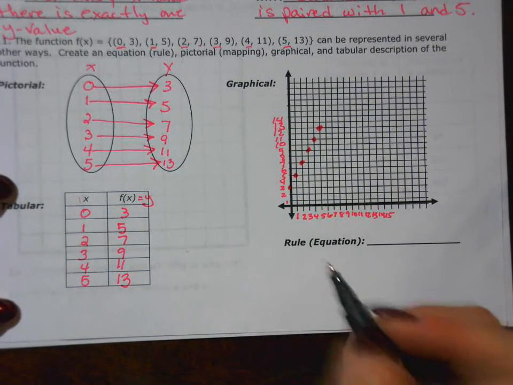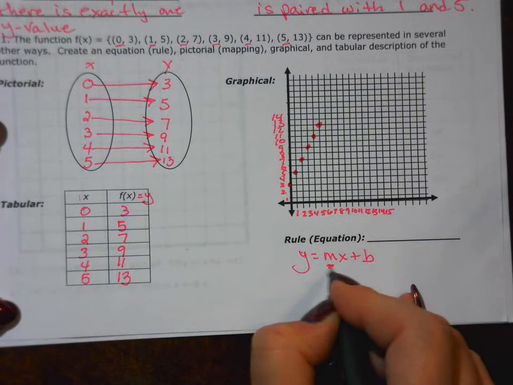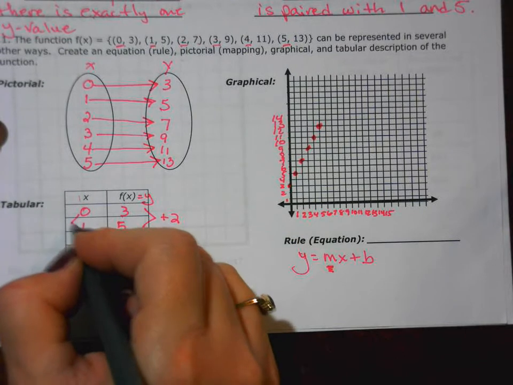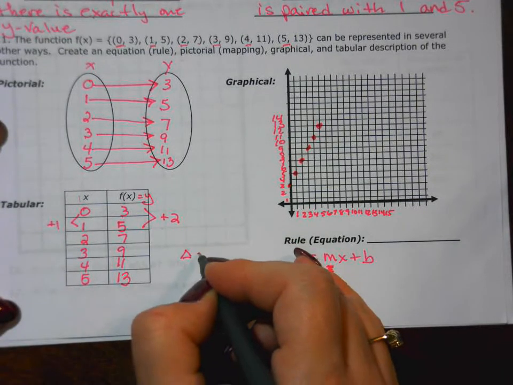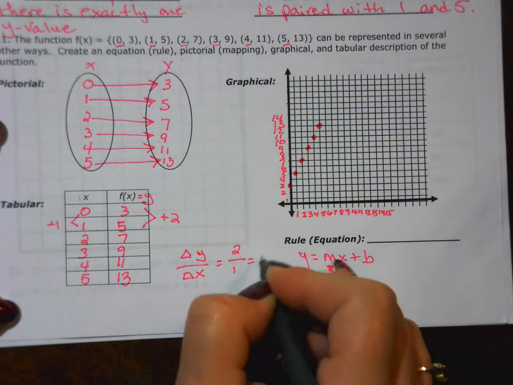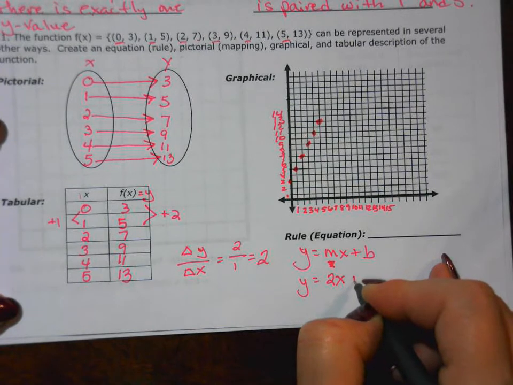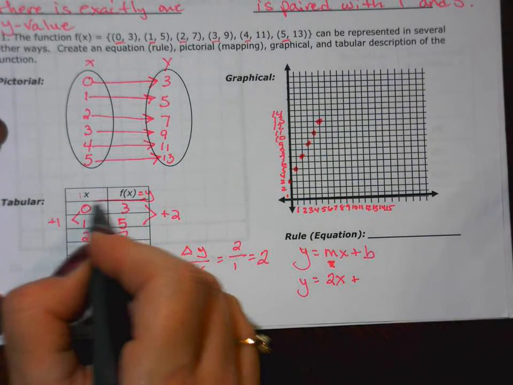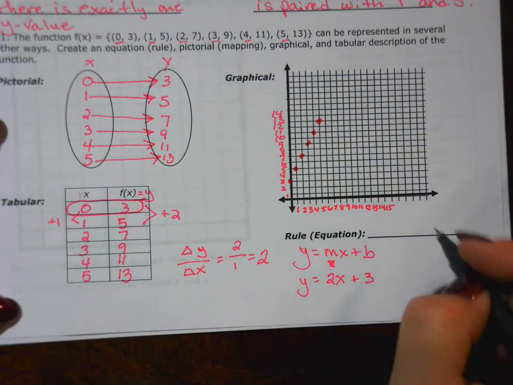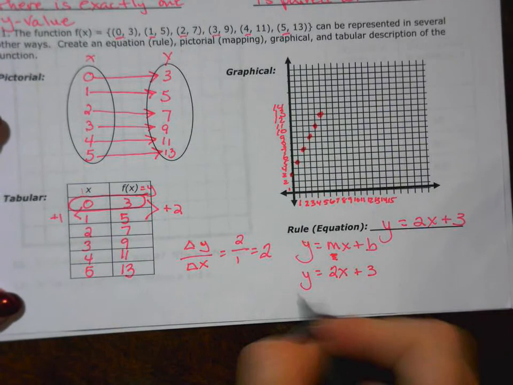Now it does say it wants a rule, so what I'm going to do for the rule is write it in slope-intercept form. So that means I need to find the slope, and to find the slope it's change in y, so 3 to 5 is plus 2, over change in x, plus 1, so change in y over change in x is 2 over 1, which is 2, and so that's my slope. So y equals 2x plus my y-intercept, and my y-intercept is the value of y when x is 0, so right here it tells me that my y-intercept is 3, so my equation is y equals 2x plus 3.